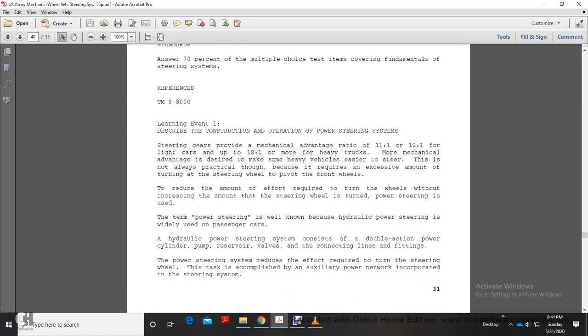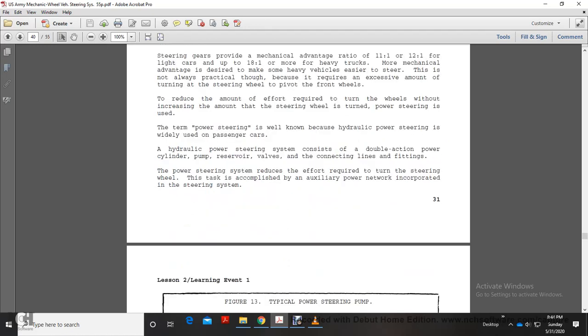Power steering is used. The term power steering is well known as the hydraulic power steering system, widely used in passenger cars. Hydraulic power systems consist of a double action power cylinder, a power pump, reservoir, and valve with the connecting lines and fittings. Power systems reduce the effort required to turn the steering wheel, but the task is accomplished with the auxiliary power network incorporated in the steering system.